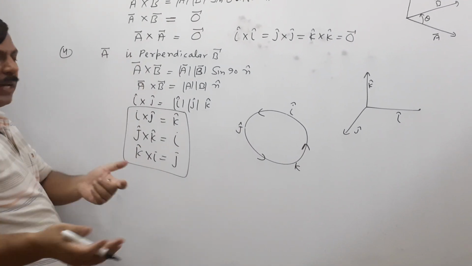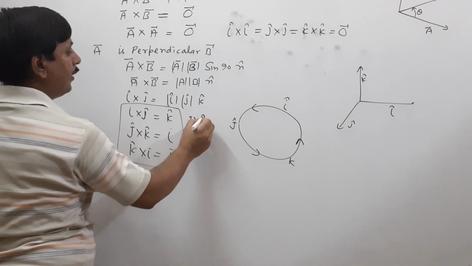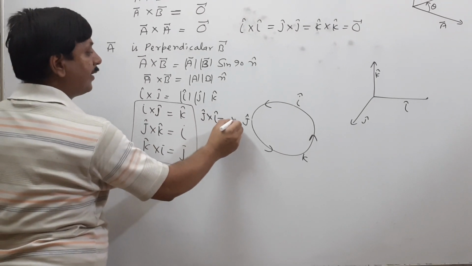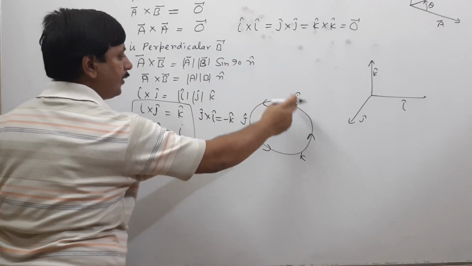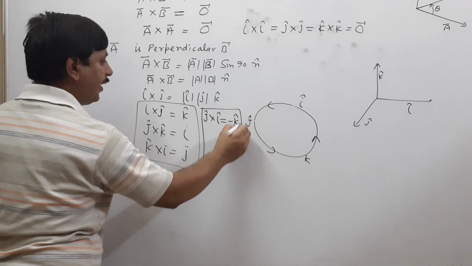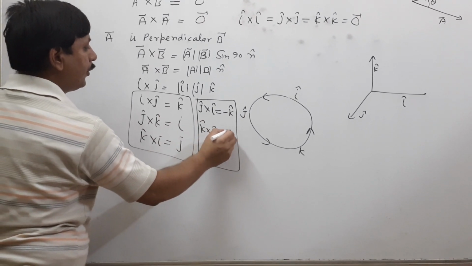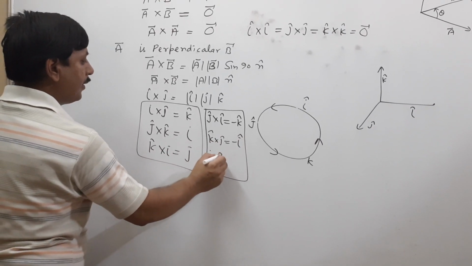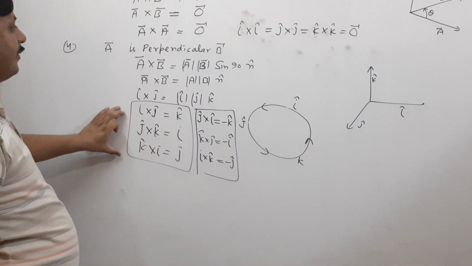A cross B is equal to minus B cross A, I have told you. So j cross i, this is reverse order, so that will become minus k. If you go clockwise, j cross i is minus k. In the same way, k cross j is equal to minus i, and i cross k is equal to minus j. So remember these things.